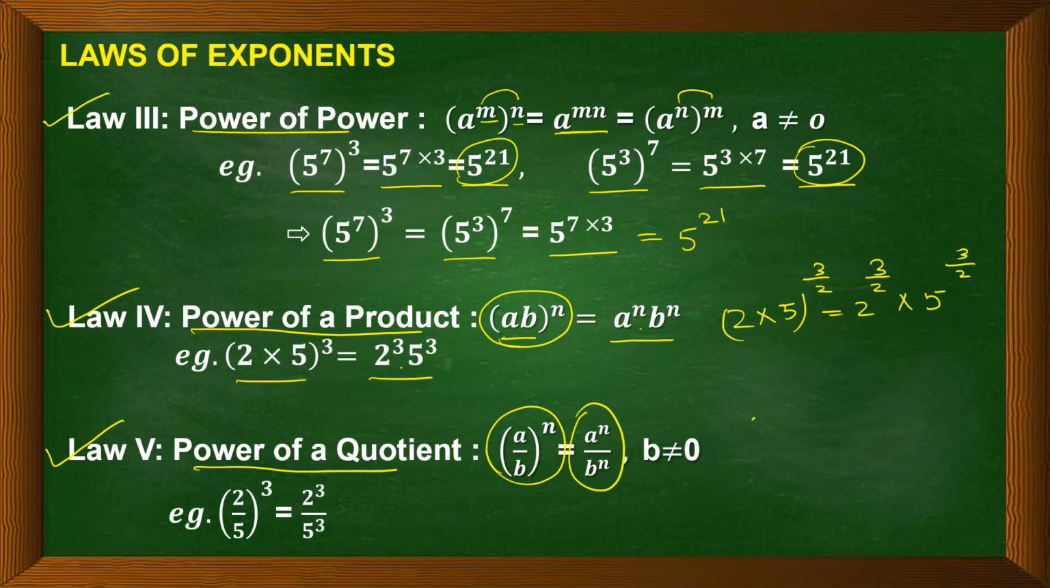For example, in case of a rational number, suppose we have (2/5)^(3/2), we can write 2^(3/2) upon 5^(3/2). Right? So these laws will help us in solving the questions.